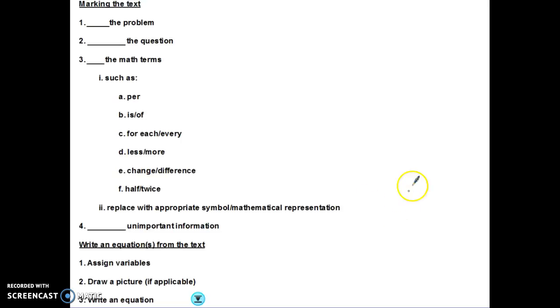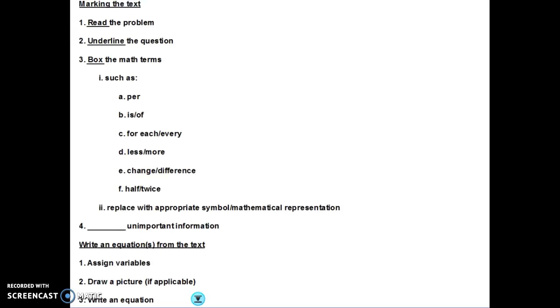Step number 1 when you're marking the text is to read the problem. After you read the problem, or maybe even have read it a couple of times, we're going to underline the question. We need to identify what is it that we're trying to find and underline that within the word problem.